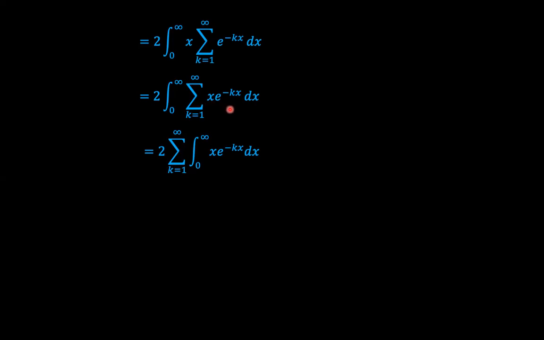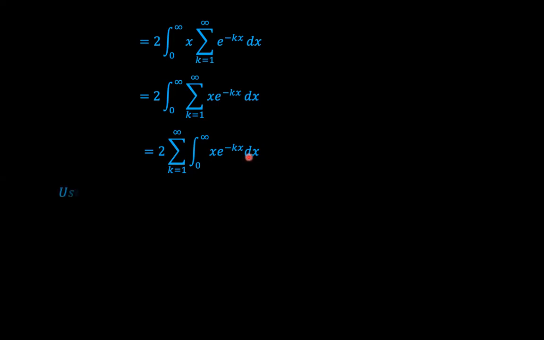In other words, the way you could look at it is the integral of a sum is the same as the sum of the integrals. So it's just intuitive that way. So we're integrating each term. So here we have the sum from k equals 1 to infinity of the integral from 0 to infinity of kx times e to the power negative kx.